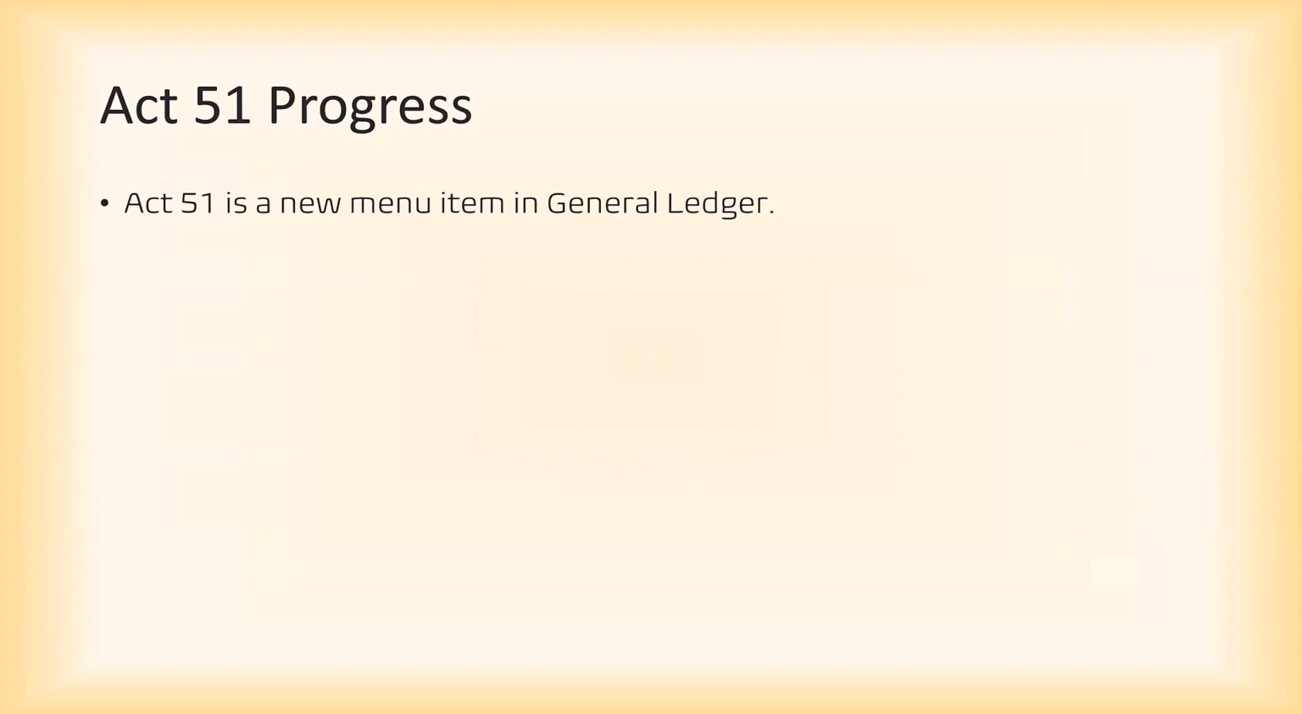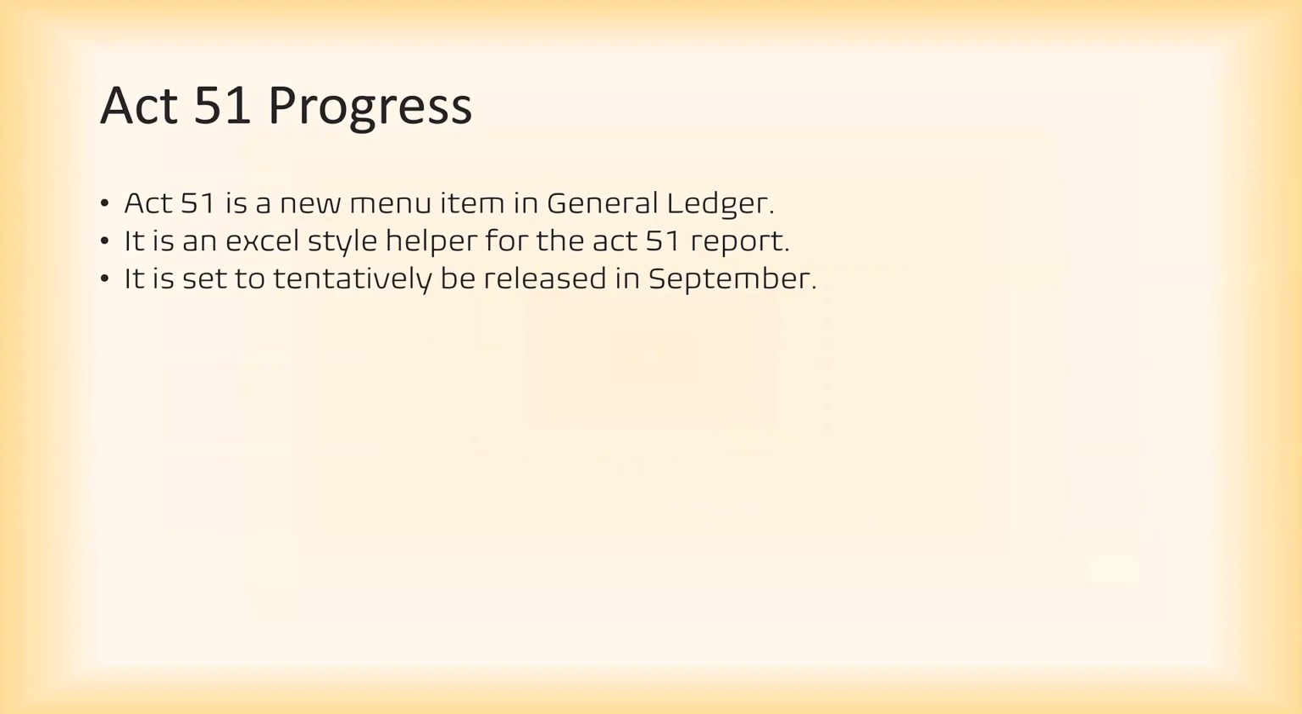It's going to be in the general ledger tools area. It is an Excel style helper for the Act 51 report. There will be a button where you can actually save it to Excel so you can get all the features of an actual Excel document, but it is an Excel document in and of itself. It is set to be released by the end of this month. I know we thought we might be done at the end of August, but we had a couple of other pressing issues that came up that delayed this by a couple of weeks. So, like I said, we are almost done.